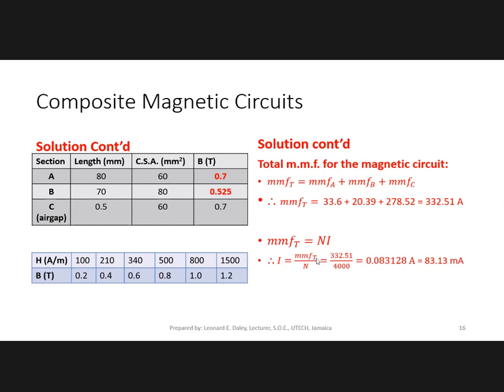Therefore, I will be MMFT over N. And the 332.5 divided by 4,000, we get 0.0831 amps. And I think the textbook had it as 83 milliamps, so I write it in terms of milliamps. But if you had left it in amps, that would have been okay for me.